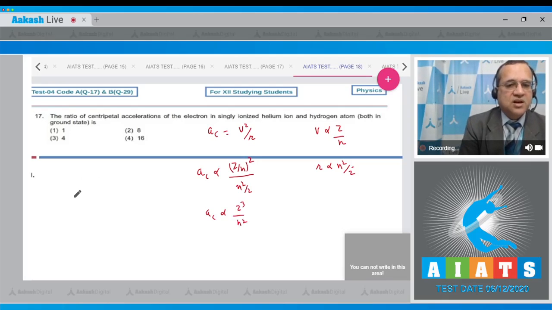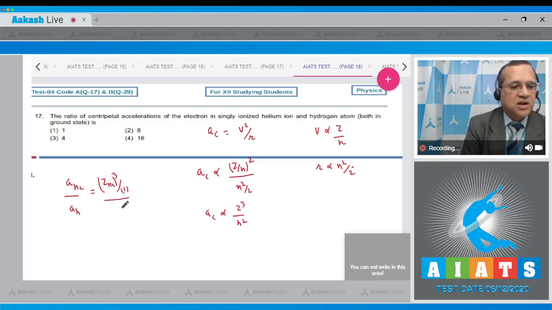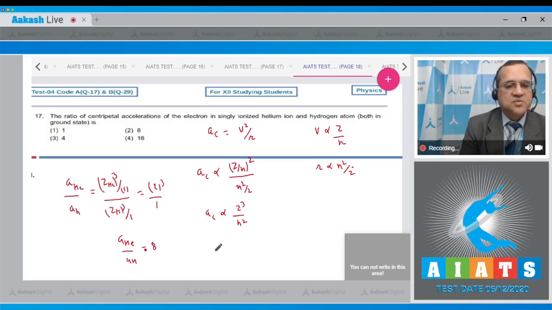Now the acceleration ratio for helium and hydrogen will be equal to z helium in the ground state, n is equal to 1, and z hydrogen divided by 1. So z for helium is equal to 2. So it is 2 cube divided by 1. So A helium to A hydrogen is equal to 8. So the correct option is answer 2.